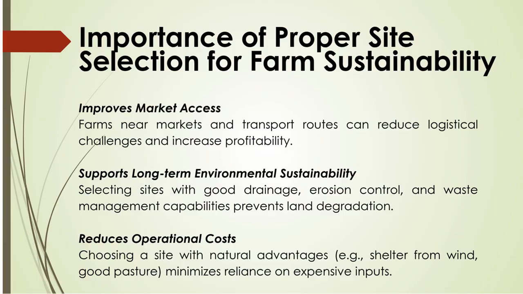reduce operational costs. So choosing a site with a natural advantage, like shelter from wind and good ventilation, something like that, will reduce some operational costs because we don't need to add fans or fencing, because we already have the natural shelter or natural advantages.